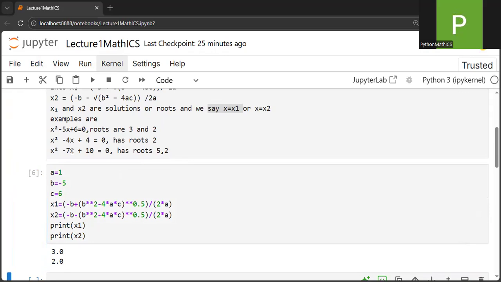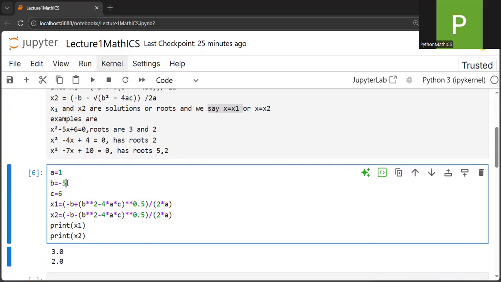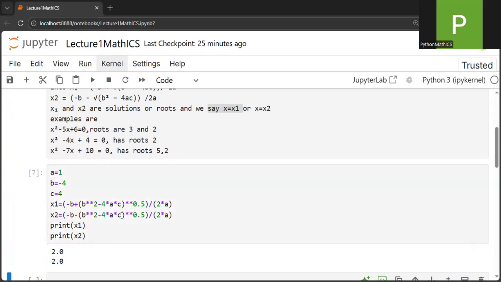Now again, if I go for the second equation, by looking at the second equation, I see that here a is 1, b is now minus 4, so I will write minus 4, and then c is again 4. So I just put 4 here, and you see it gives me the result. So how easy it is now to change the values. Once you write the code, you can use it for so many equations.